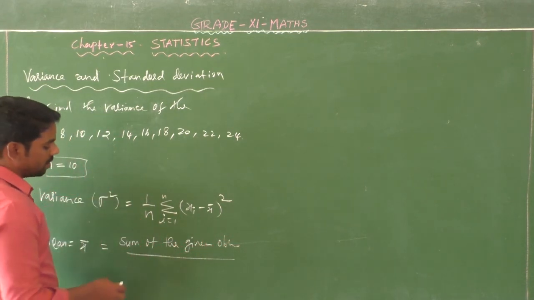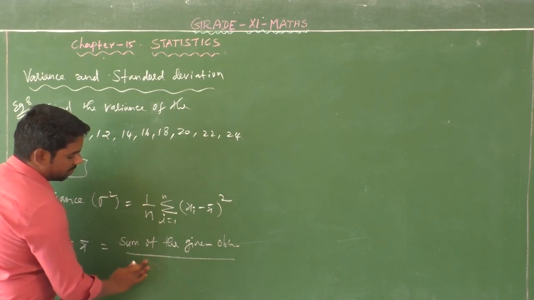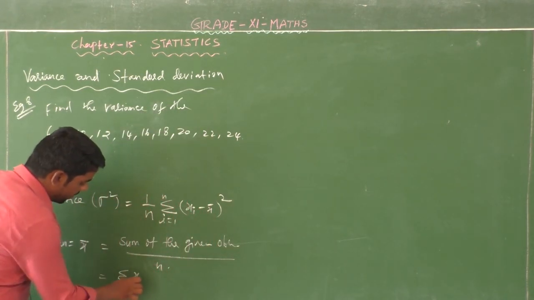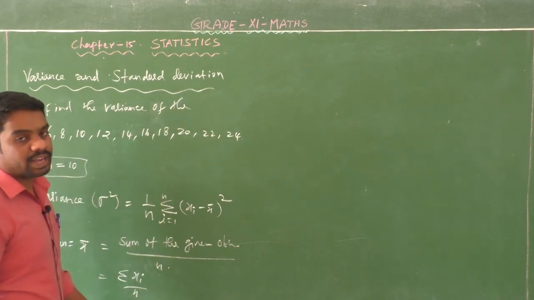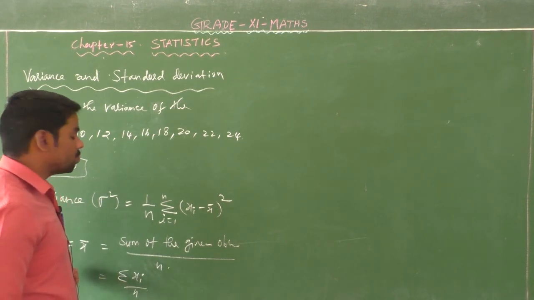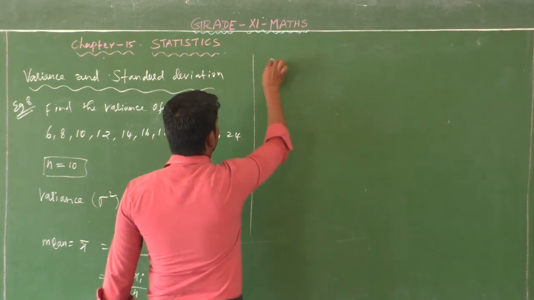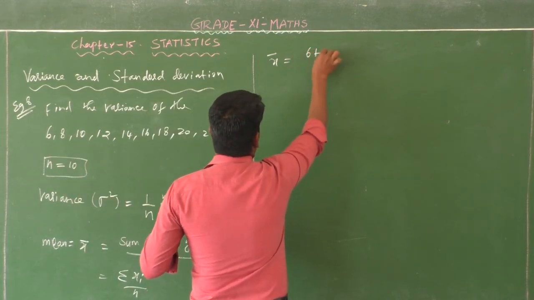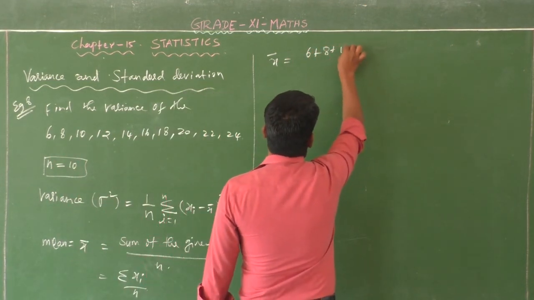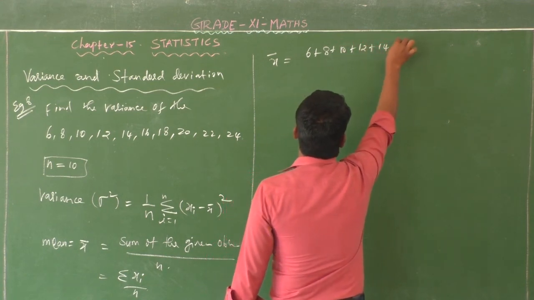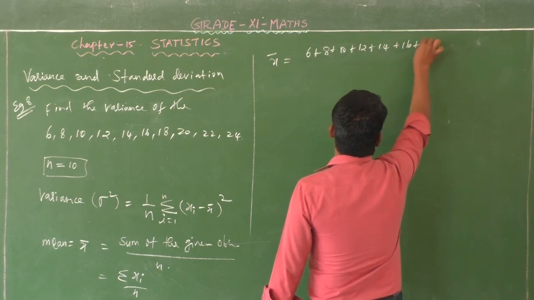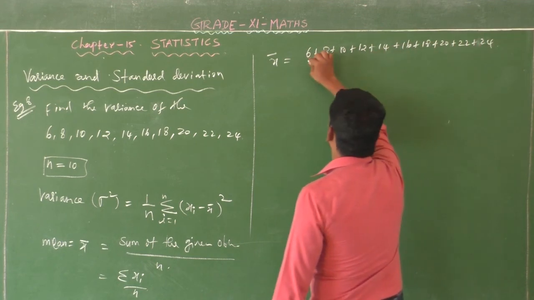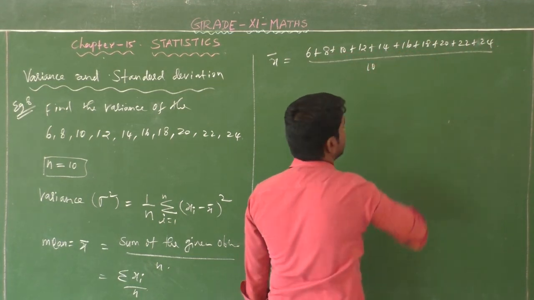Mean is the sum of the given data divided by the number of observations. That means summation of xi divided by n, which is x bar. So x bar is equal to the summation of these terms, 6 plus 8 plus 10 plus 12 plus 14 plus 16 plus 18 plus 20 plus 22 plus 24, divided by 10, the number of observations.